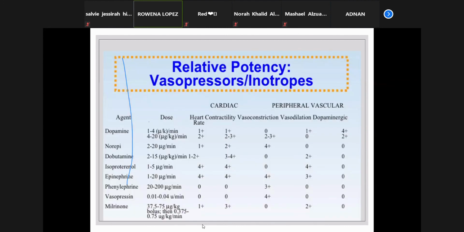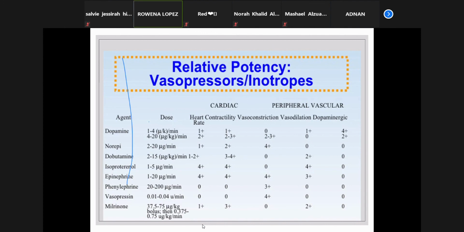And I just want you to remember the relative potency of vasopressors or inotropes. We have here dopamine. It increases heart rate and contractility, but it will not do vasoconstriction. It can cause vasodilation and it has a dopaminergic effect, which increases urine output. For norepinephrine, it can increase heart rate, contractility, and vasoconstriction, but it will not cause vasodilation and has no dopaminergic effect.